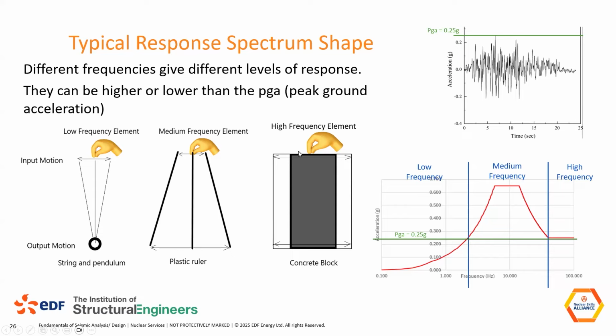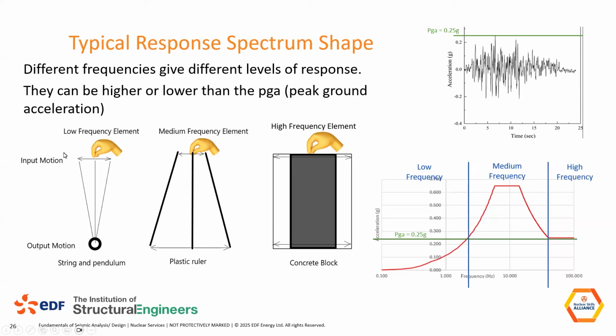But I'm going to be shaking these 3 objects, and I'm going to be shaking them at the top with this particular motion. Now, the maximum response at the top, so the maximum my hand will see is 0.25 G, which is this peak here. The maximum of the output varies depending on the frequency.